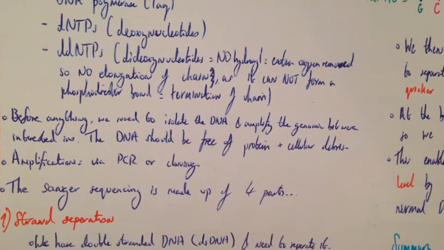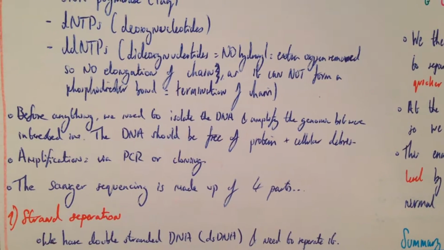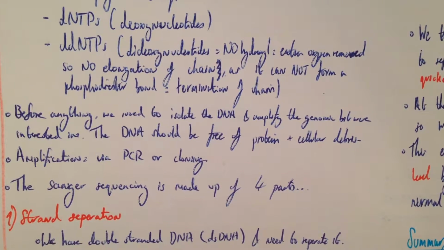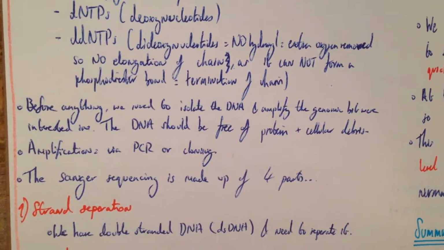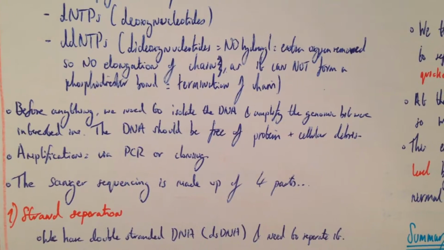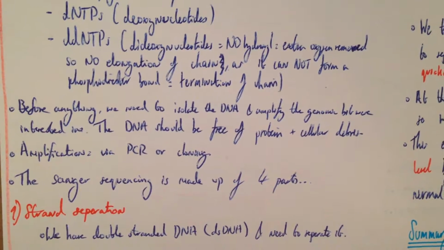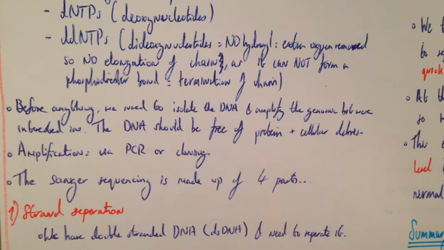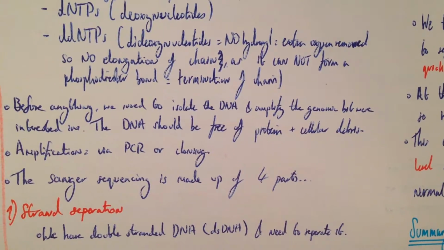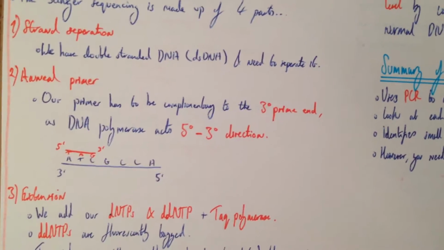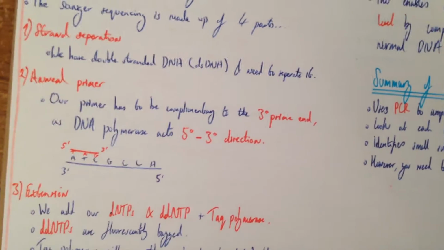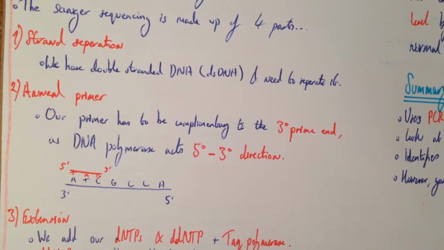So before anything, we need to isolate the DNA and amplify the genomic bits we're interested in. The DNA should be free of protein and cellular debris. Amplification is via PCR or cloning, and the Sanger sequencing is made up of 4 parts. So the first part is strand separation.